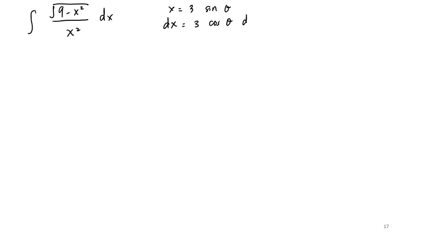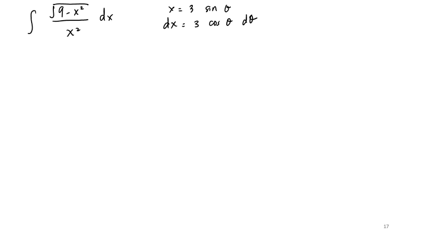Right, so assuming you have paused the video, let's do that. Sorry, let me change back to black. So we want to integrate this, 9 minus x squared over x squared dx, and let x equal 3 sine theta, thus dx equals 3 cos theta d theta.